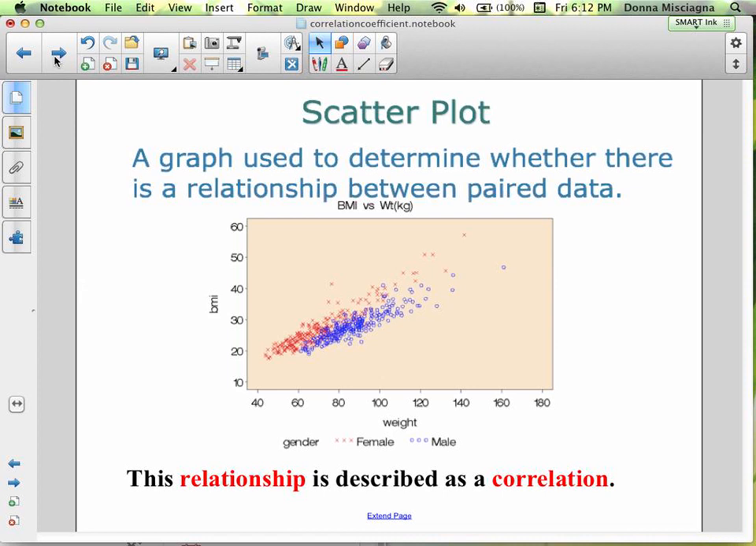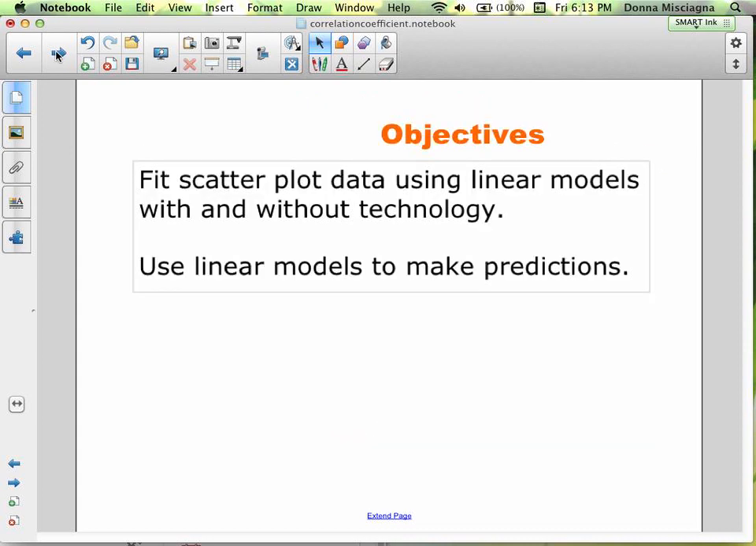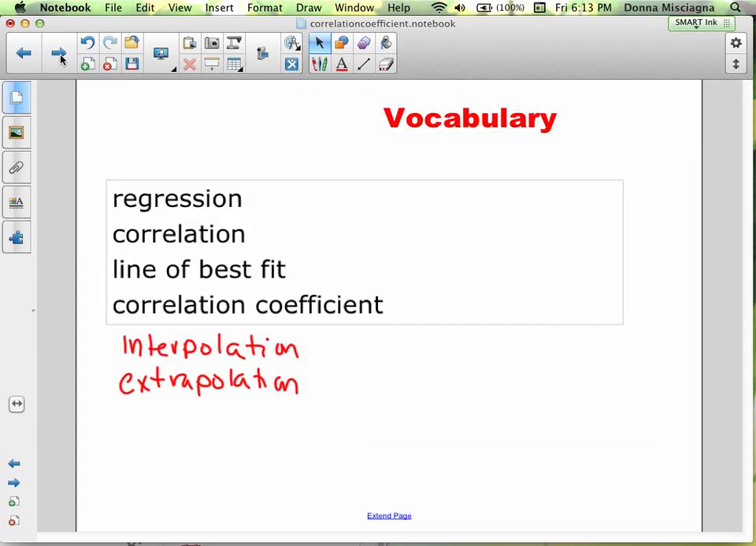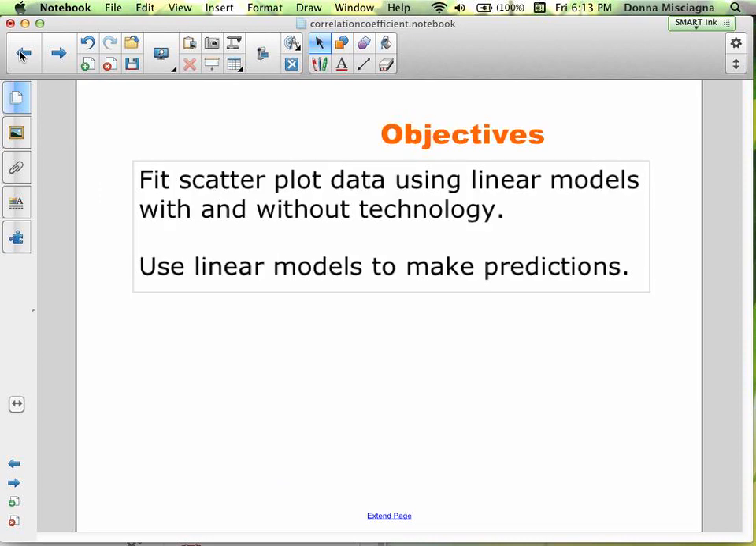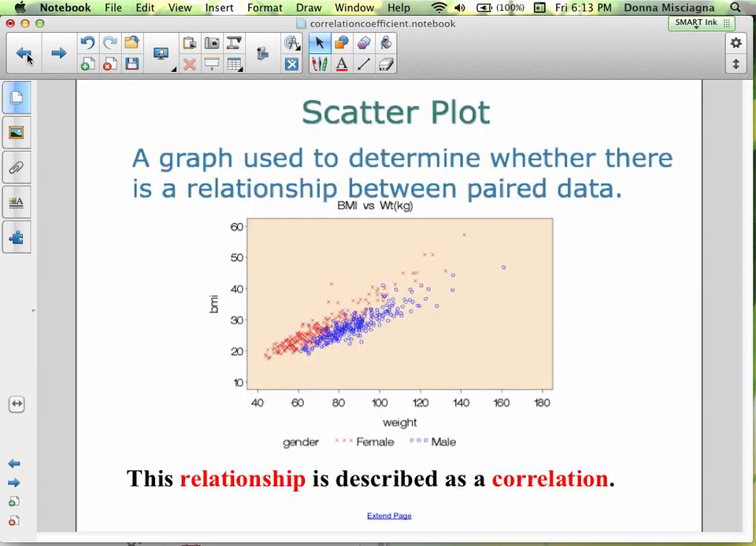All right, so scatter plot. A graph used to determine whether there is a relationship between paired data is a scatter plot. This relationship is described as correlation. And so we already have one vocabulary word, and it was on the other page, but let me see if I have it again. I think I have it again a little later on. All right, so you can wait to fill in your notes. So here the relationship between paired data is called correlation.